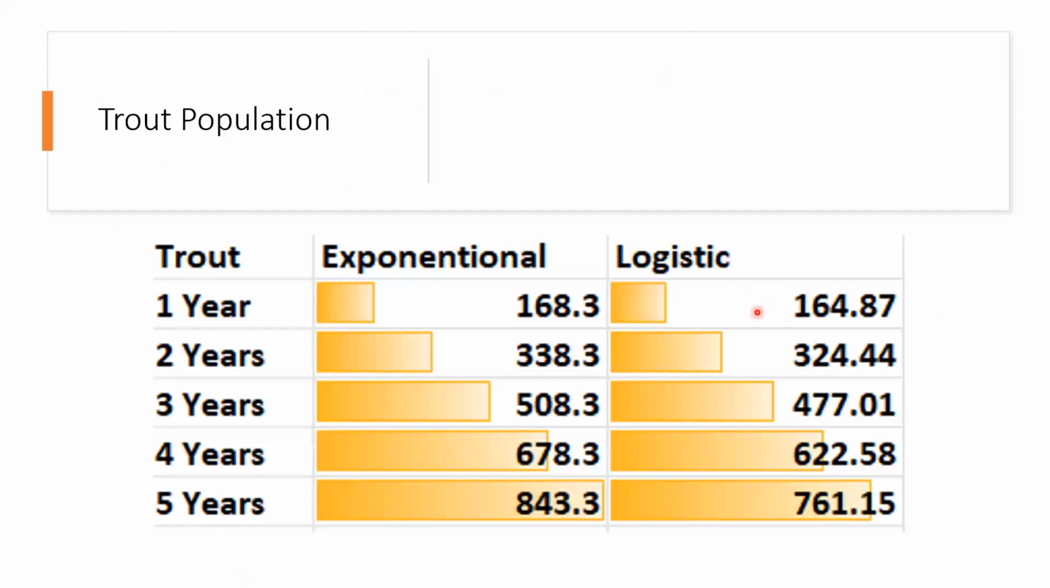And this is logistic growth. So after 1 year, you go from 100 to 164.87. Of course, that's going to be 165 in real fish. And then 324, 477, we're going to get 623 and then 761. And you can see the difference there and what it would be in just exponential growth.